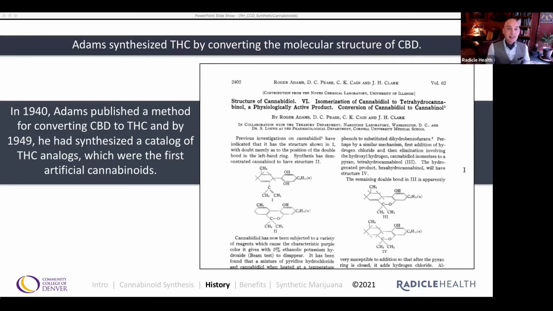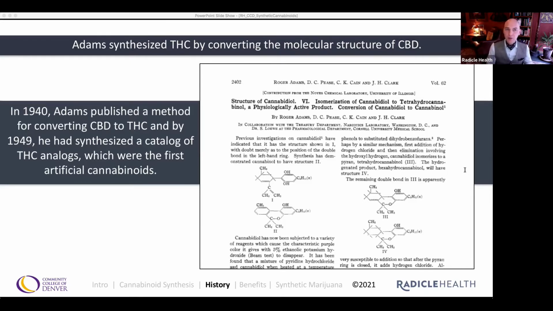So instead, he synthesized THC by converting the molecular structure of other cannabinoids, principally CBD. In fact, in 1940, Adams published a method for converting CBD to THC, and by 1949, he had synthesized an entire catalog of THC analogs, and these were the first artificial cannabinoids. Adams would eventually publish about 27 studies on cannabis, and they were all published in the American Journal of Chemistry. And to this day, chemists still use his system to measure potency in cannabis, and it's called the Adams scale.